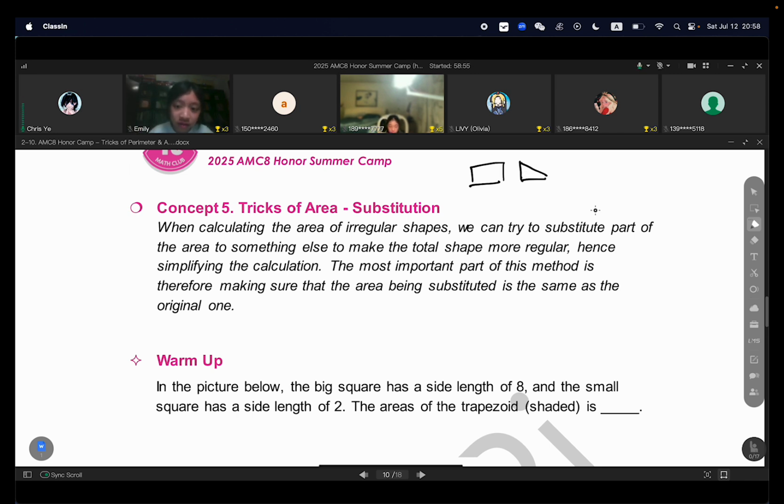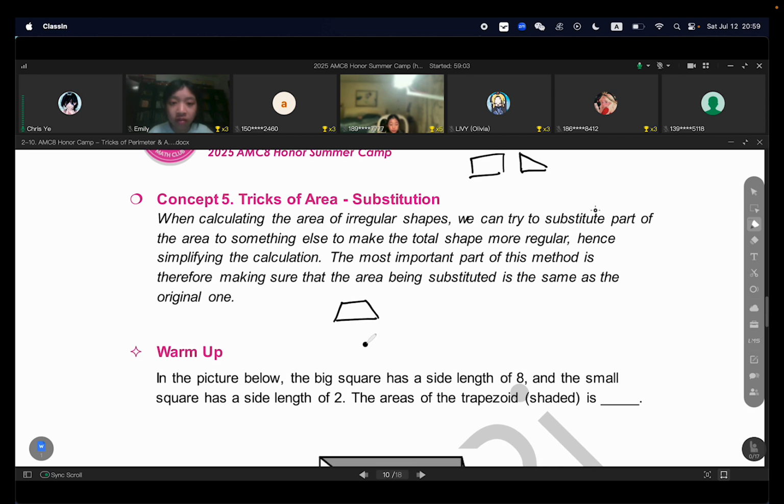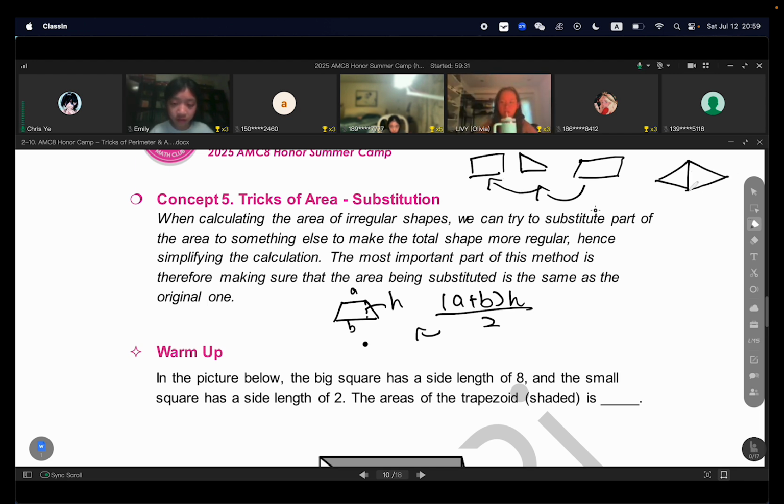So firstly we can do trapezoid, although I'm sure most of you also know the trapezoid formula. For a trapezoid area formula, this is the height. So it's going to be the top base plus the bottom base, times the height, divided by 2. And a parallelogram is just going to be the same as a regular rectangle. And a rhombus is going to be this times this divided by 2, which we have also gone through during the preview.